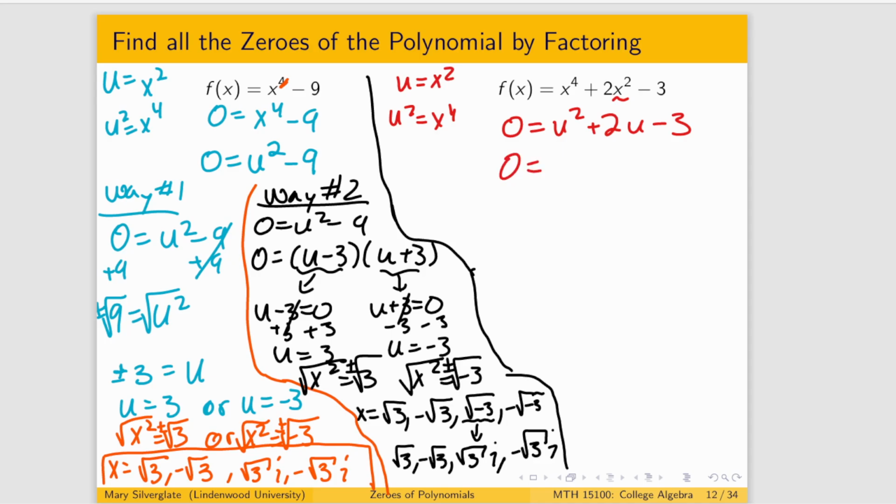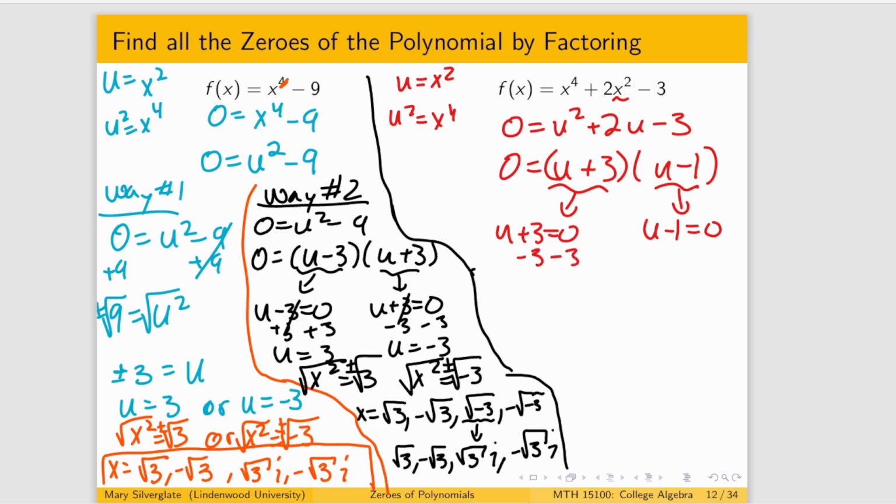Hopefully from here you asked yourself what multiplies to negative 3 but adds to positive 2, and that would be positive 3 and negative 1. Then you set up your two mini equations, so either u plus 3 is equal to 0 or u minus 1 is equal to 0. Then you subtracted 3 from both sides for the first mini equation to get u is equal to negative 3. In other words, you added 1 to both sides to get u is equal to positive 1.